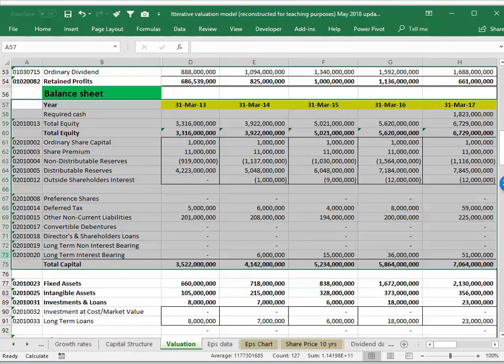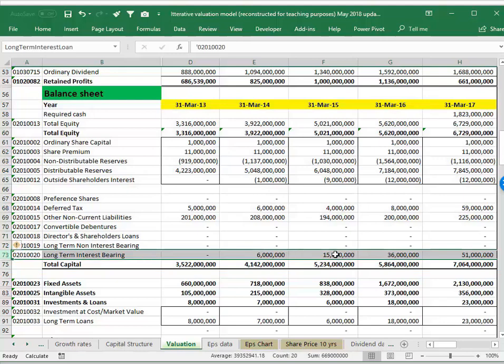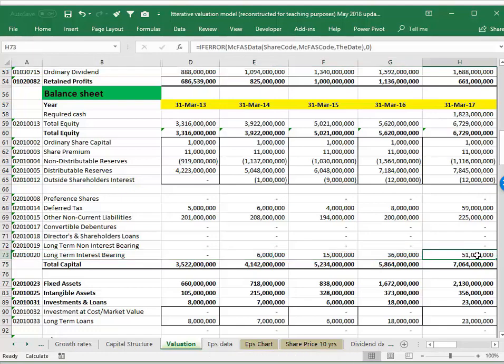And even though I'm going to jump straight here to the interest-bearing debt, I want to have a look at that in a bit more detail. You'll see that there is some debt here. That number is 51 million. But in the context of a 7 billion rand balance sheet, you might say that's a rounding error. And hence, when we measure the leverage or the debt to equity ratio, that is rather insignificant.